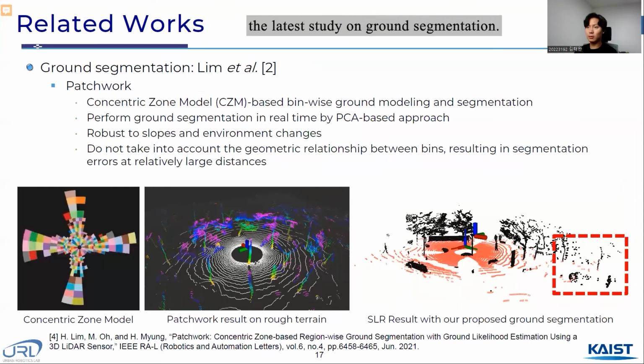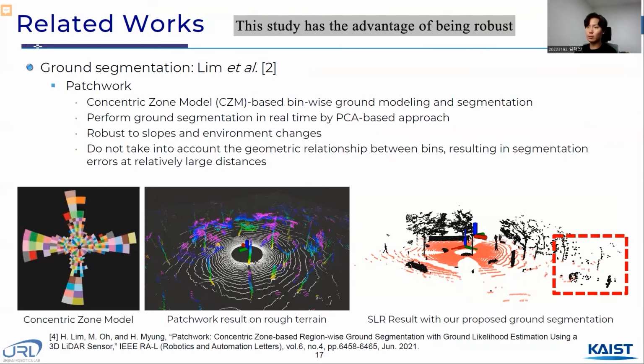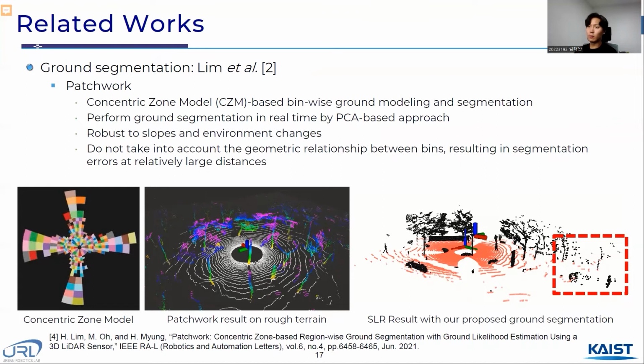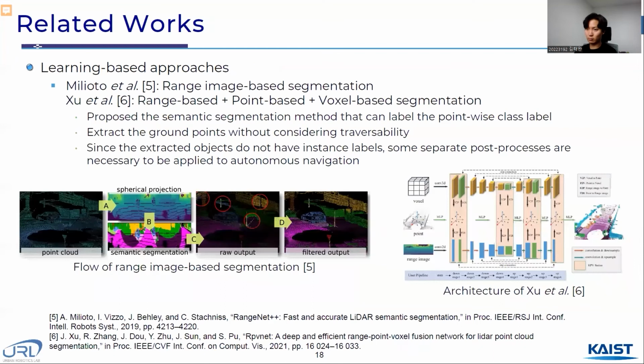Next is Patchwork, the latest study on ground segmentation. This is based on the concentric zone model, and we proceed with bin-wise PCA-based planar modeling. And this study has the advantage of being robust to changes in the surrounding environment or slopes. However, because the geometrical relationship between the bins is not considered, the planar model may be formed incorrectly. For this reason, false positives can occur for points that are far away.